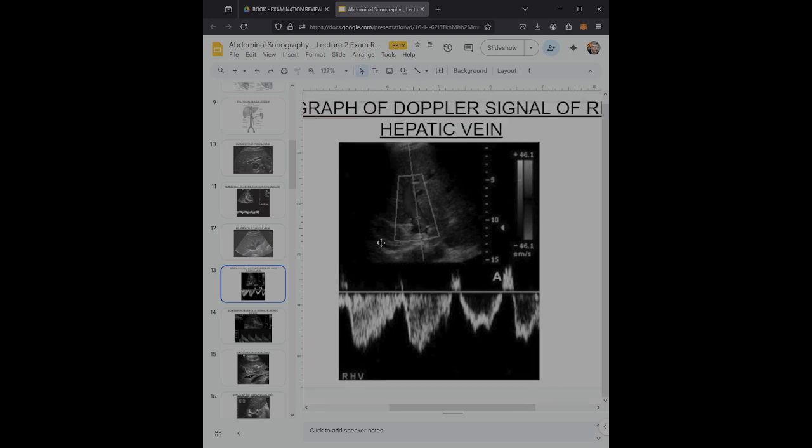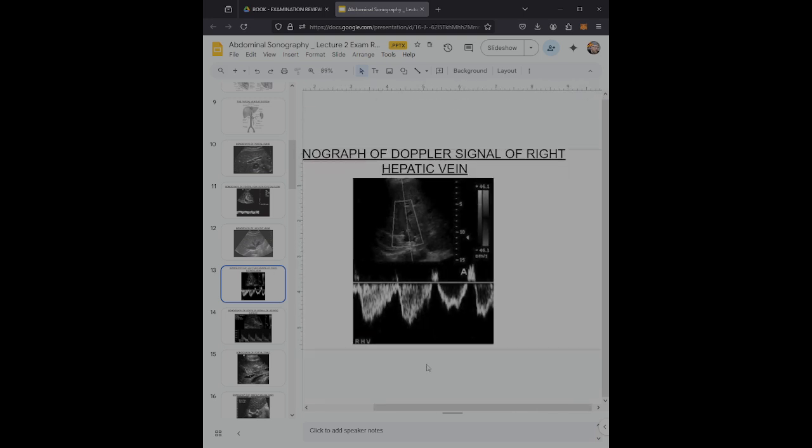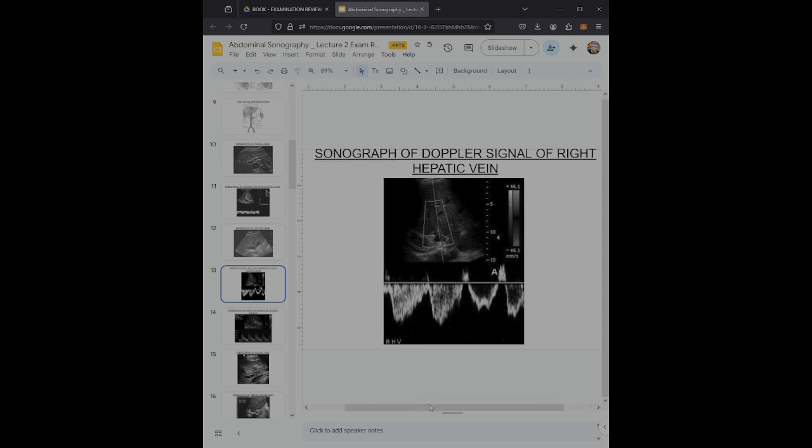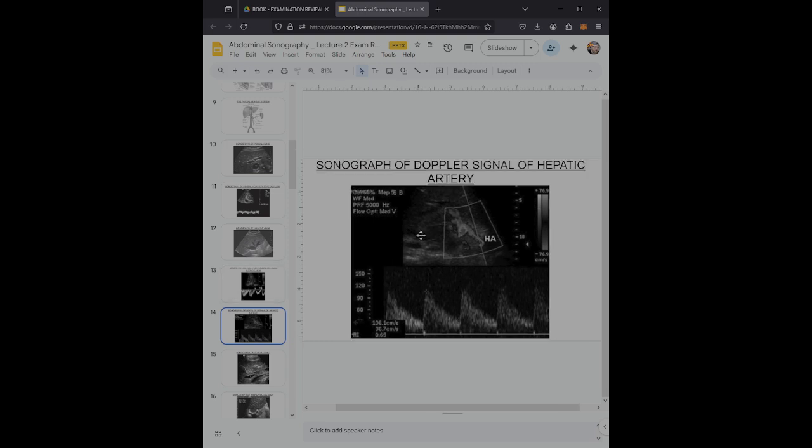So we move on to a sonograph of the Doppler signal of the right hepatic vein. So this is a normal signal of the right hepatic vein, as you can see, demonstrating a hepatopetal flow.